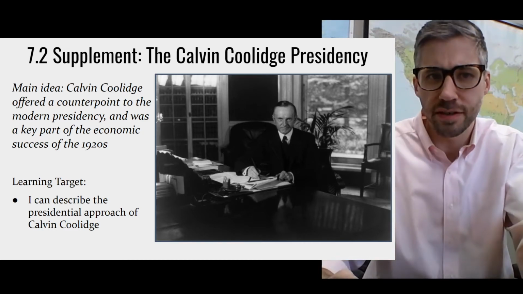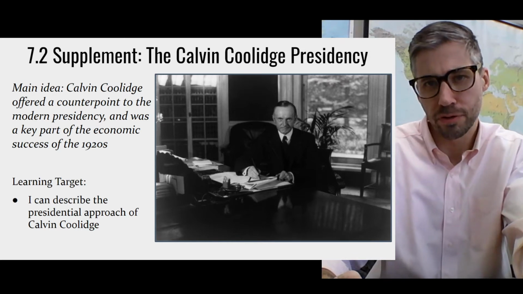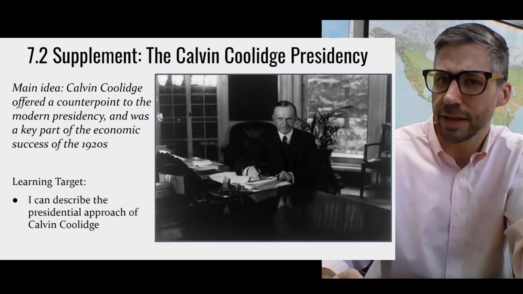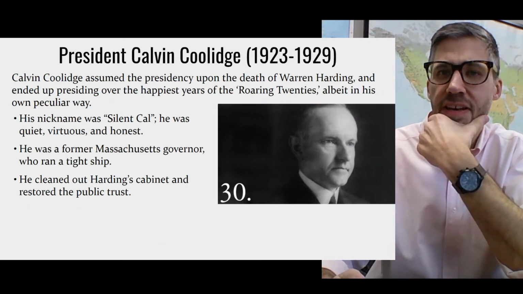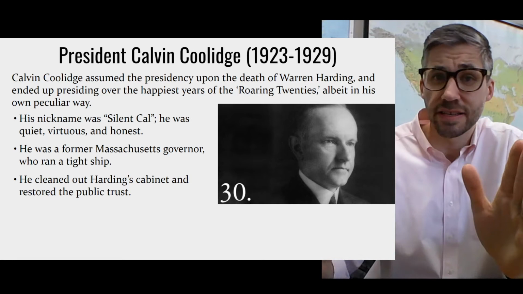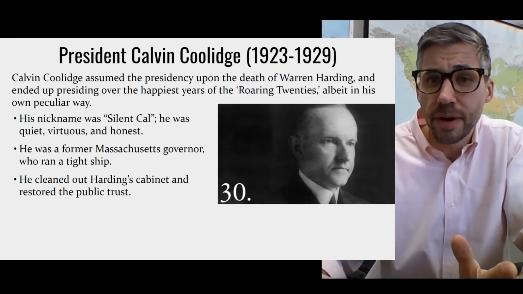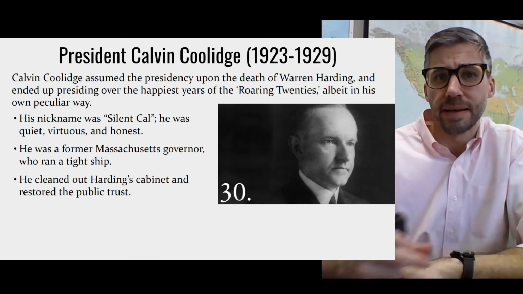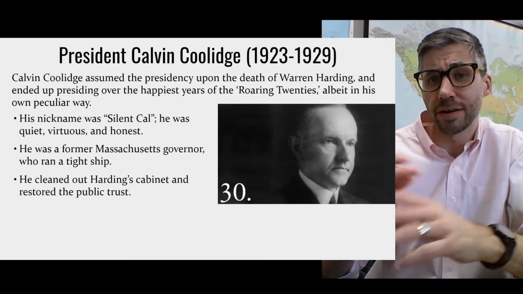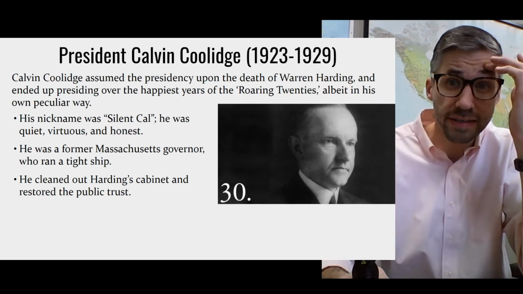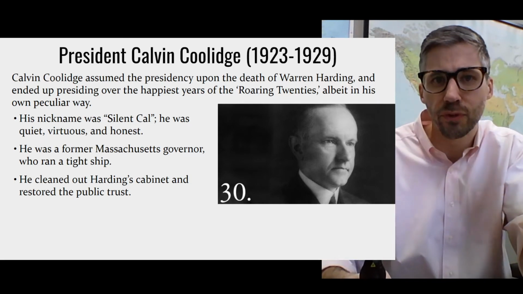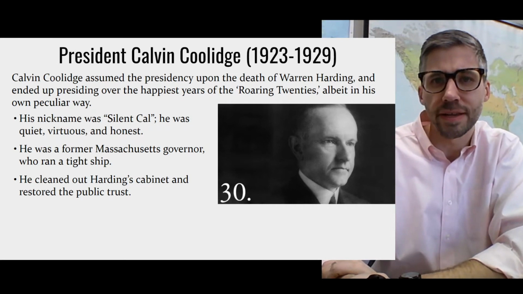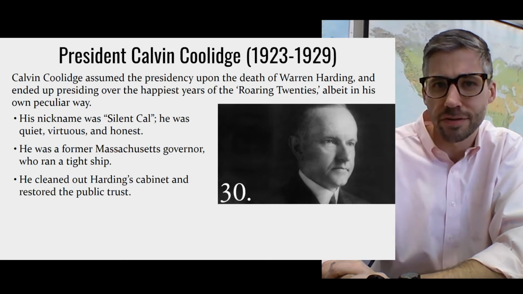And our learning target is very simple. I can describe the presidential approach of Calvin Coolidge. So it's pretty superficial. I just need us to understand a bit of who he was. So let's jump in. He's president during the 1920s, from 1923 till 1929. And he became president when Warren Harding died. You'll recall he was the vice president to Warren Harding. And Harding dies, again, randomly of a heart attack brought on by some illness from food poisoning. And Coolidge will be president during the most rip-roaring years of the Roaring Twenties.